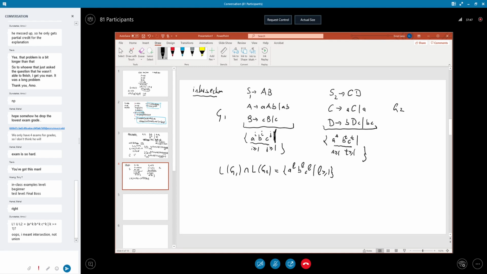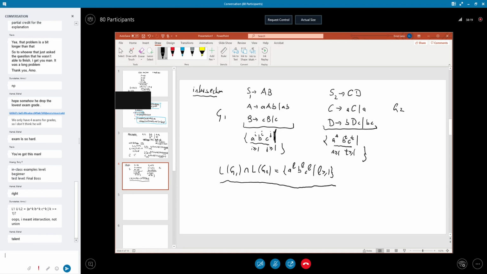And what do we know about this language? It's not regular. Pardon? It's not regular. Well, it is not regular because neither of these two are regular, but that's not the question.